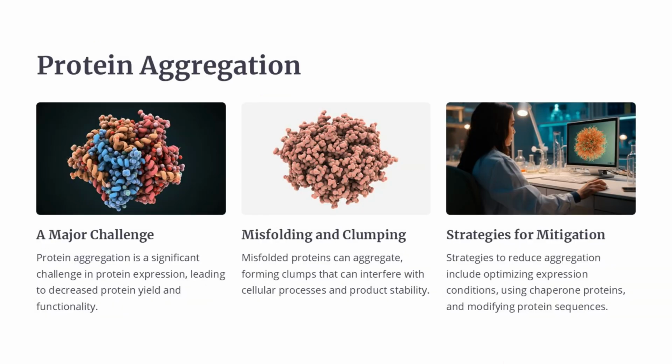Protein aggregation is a major challenge in protein expression, leading to decreased protein yield and functionality. Misfolded proteins can aggregate, forming clumps that can interfere with cellular processes and product stability. Strategies to mitigate protein aggregation include optimizing expression conditions, using chaperone proteins, and modifying protein sequences. These strategies can help improve protein solubility and stability, leading to higher yields and better product quality.